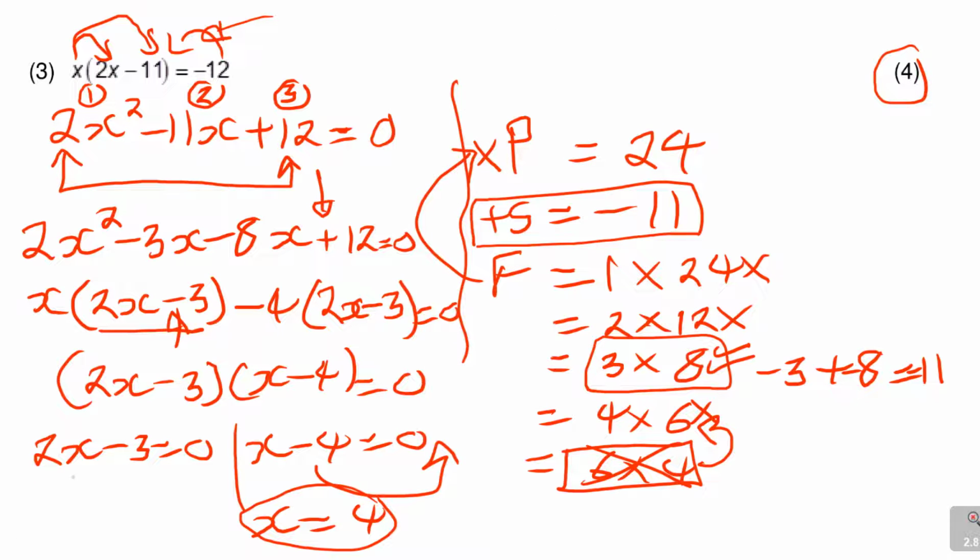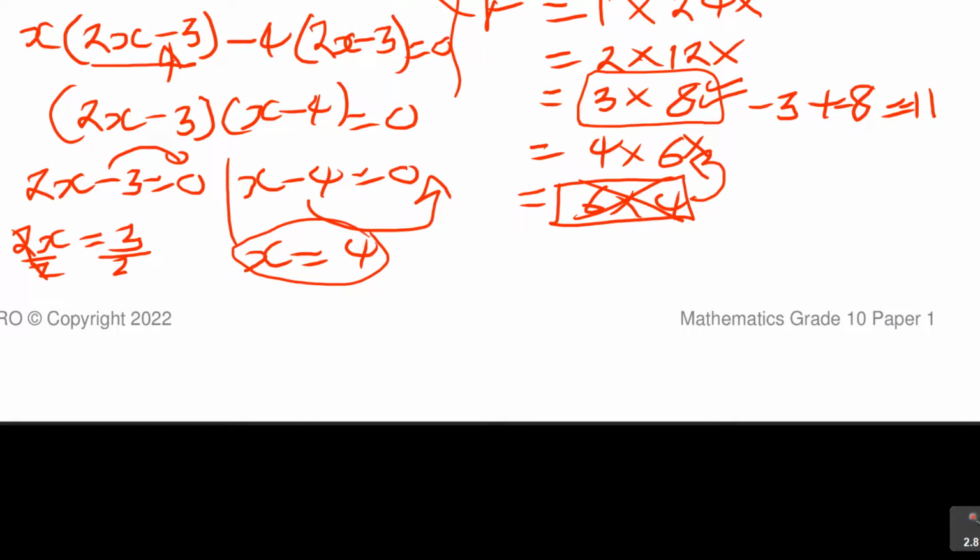You do the same thing here, where this goes to the other side. I've got 2x is equal to 3. You divide by 2 on both sides. Then you get your x is what? 3 over 2. Are you getting that? Guys, that's how you solve this. It wasn't difficult. They made it 4 marks, but it was not difficult.